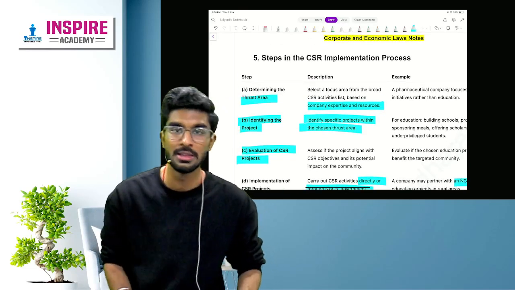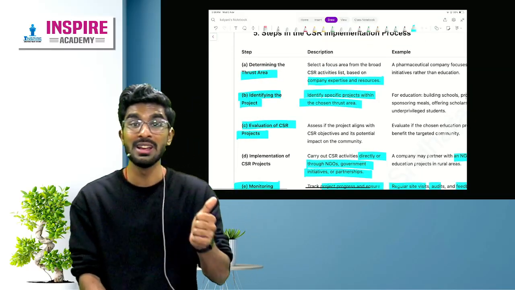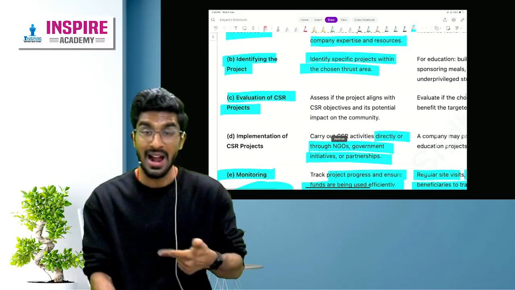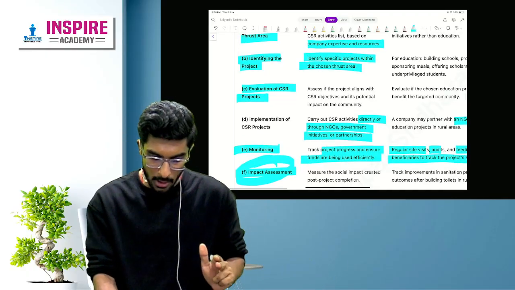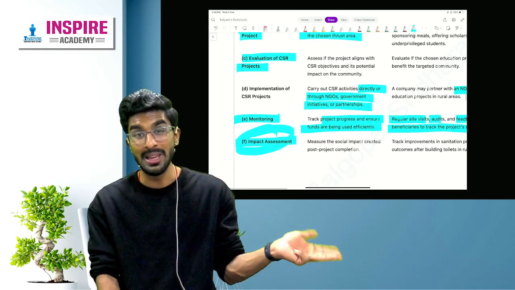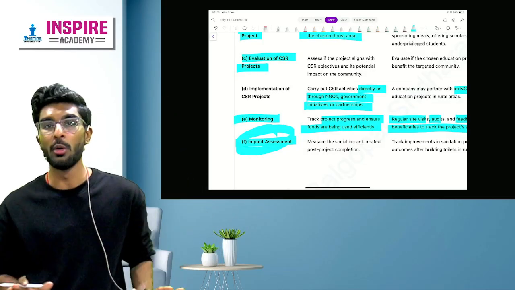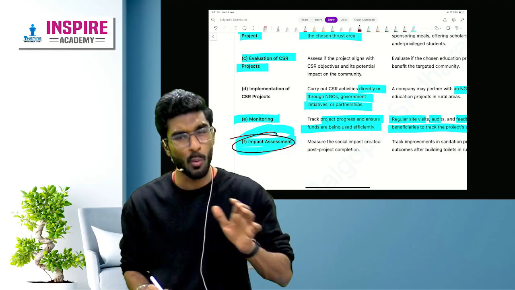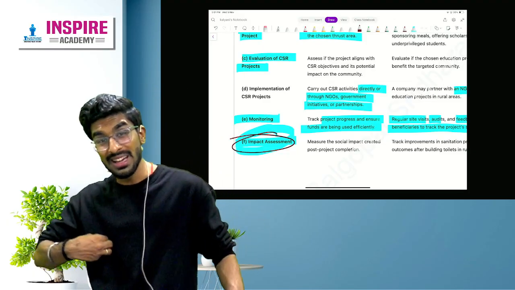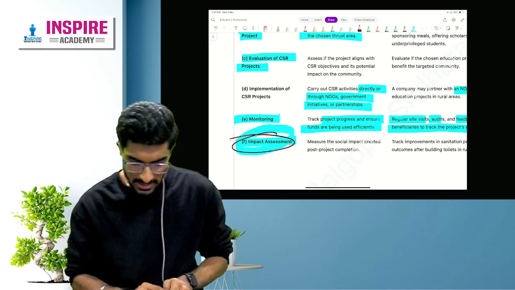What are the steps in the CSR implementation process? Number 1 is you have to determine the thrust area. Number 2 is you have to identify the project. Number 3 is you are going to evaluate the CSR project. Number 4 is you are going to implement the CSR project. Number 5 is you are going to monitor, and number 6 is you are going to do impact assessment. You are going to find out, very easy, did you really create an impact in the society or not? That's it, people. Very easy.